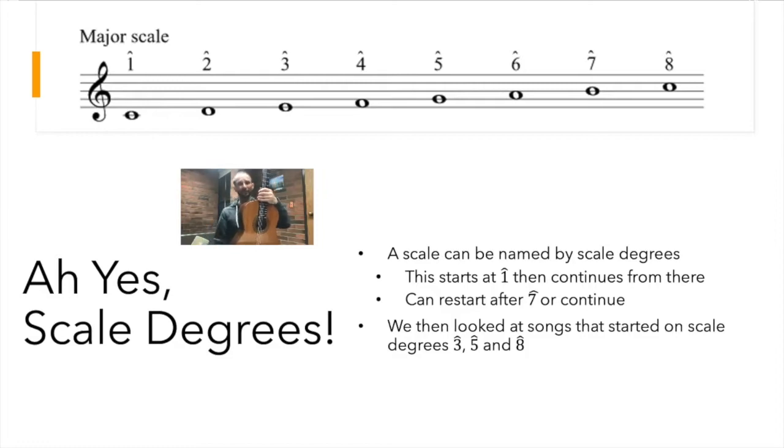We also looked at songs, and we saw that a lot of songs began on 3 scale degrees, or at least the examples we saw, of 3, 5, and 8. But why? And why did that work? Well, let's keep going to harmony.